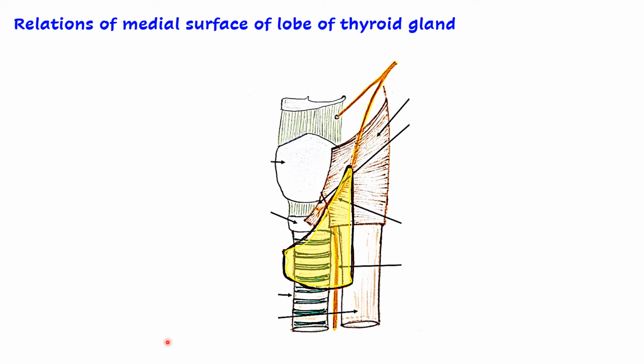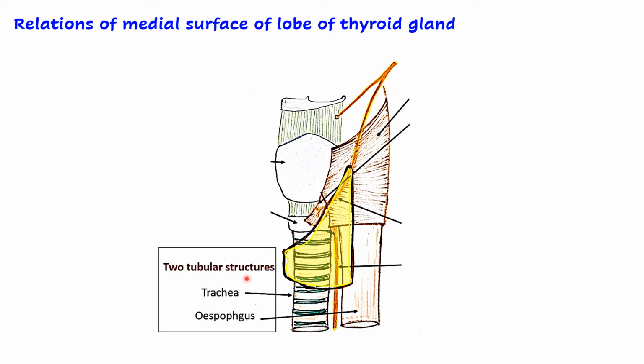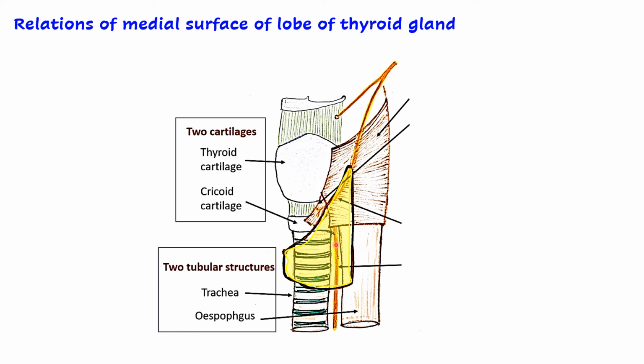So let us see here. The first will be 2 tubular structures, that is trachea and esophagus, and obviously it will also come in relation to the larynx above and the pharynx. So trachea above is continuous with larynx and esophagus above is continuous with the pharynx. So 2 tubes, just remember first 2 tubes. And second will be 2 cartilages.